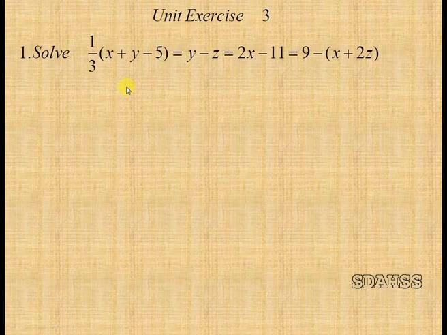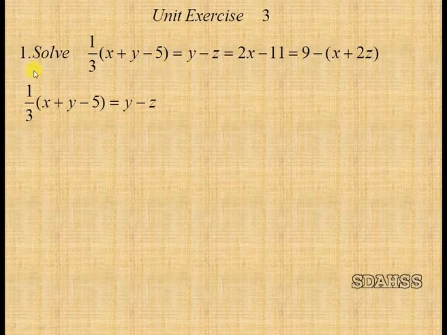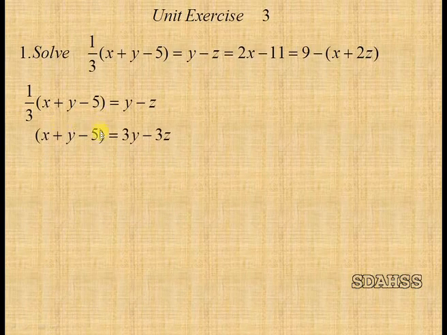First let us equate the first two. So this becomes (1/3)(x + y - 5) = y - z. Cross multiply. Then you have x + y - 5 = 3y - 3z. Cross multiply, so 3y - 3z.